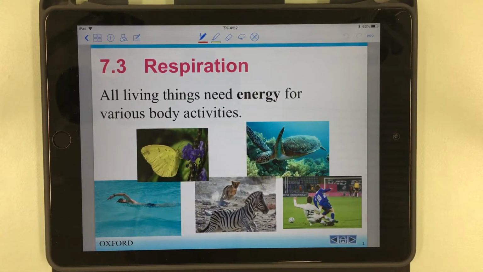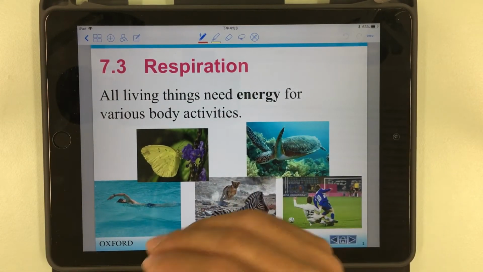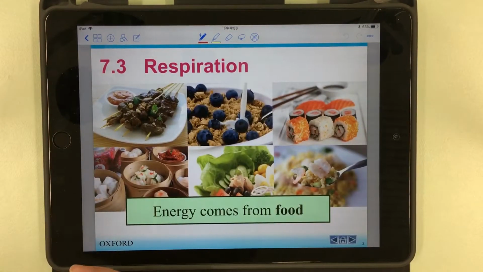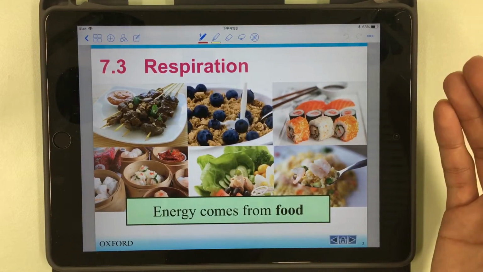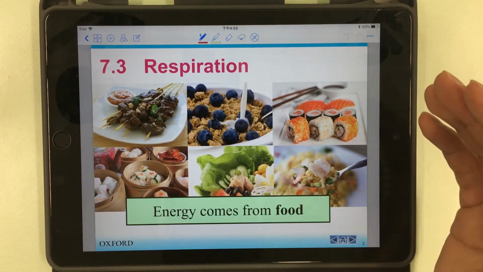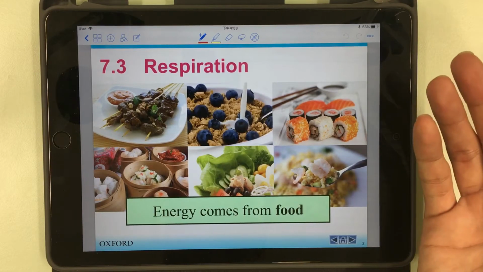So here is the topic of respiration, 呼吸作用. All living things need energy for vigorous body activity. And how can we get that energy to support our activity? So here is what we eat. Energy comes from food, so we keep eating a lot of food to get the energy.